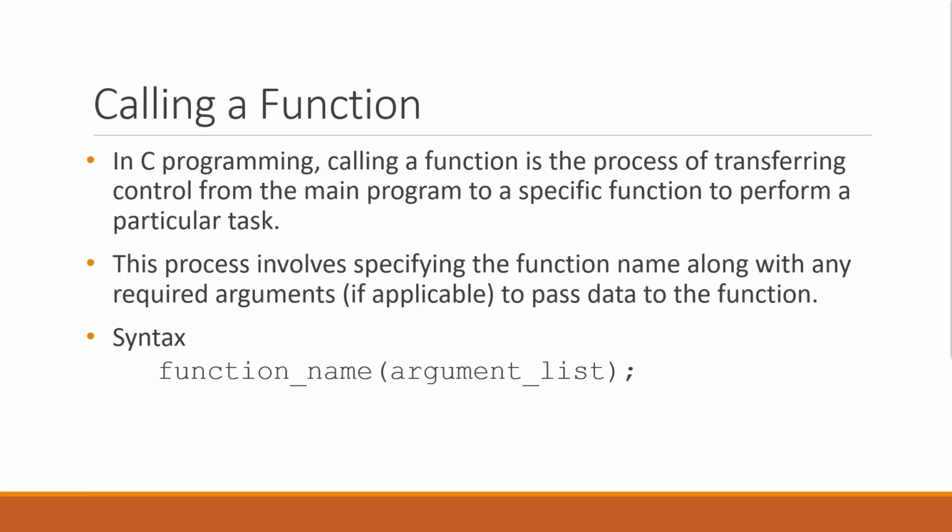In C programming, calling a function is the process of transferring control from the main program to a specific function to perform a particular task. This process involves specifying the function name along with any required arguments, if applicable, to pass data to the function. Function_name, name of the function to call. Argument_list, list of arguments, if any, to pass to the function. These are the values required by the function to perform its task.